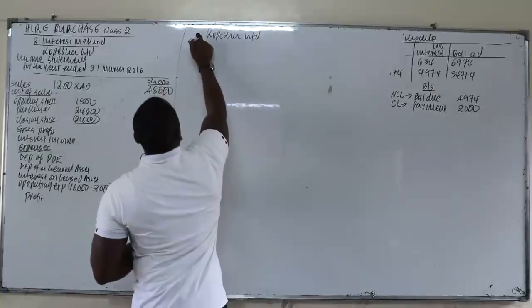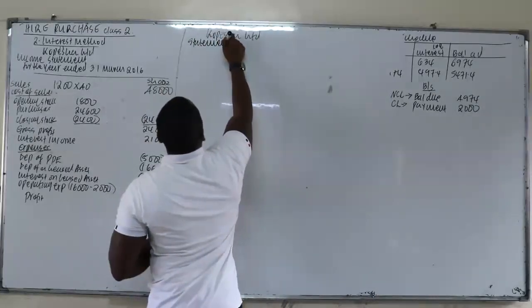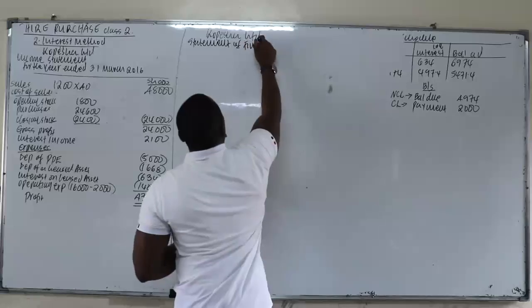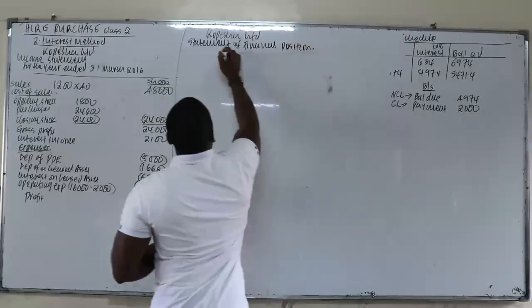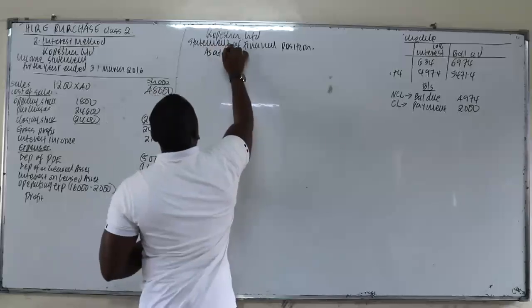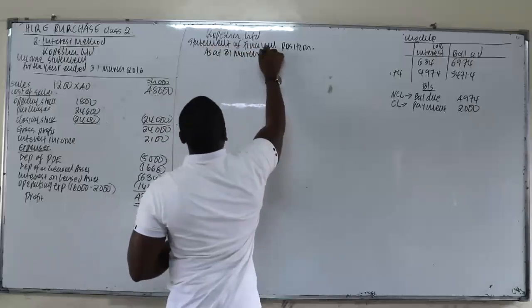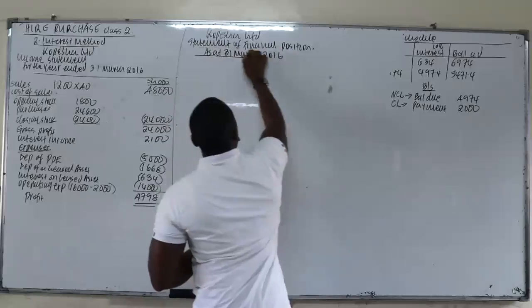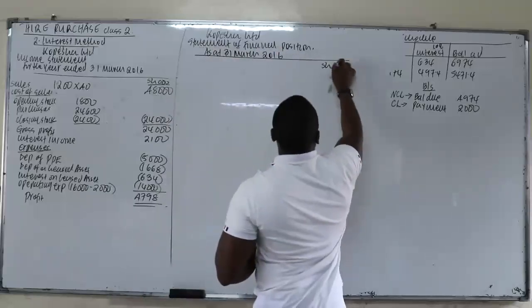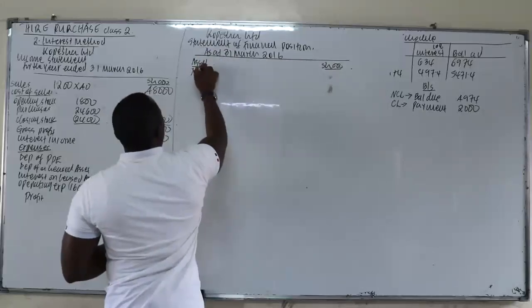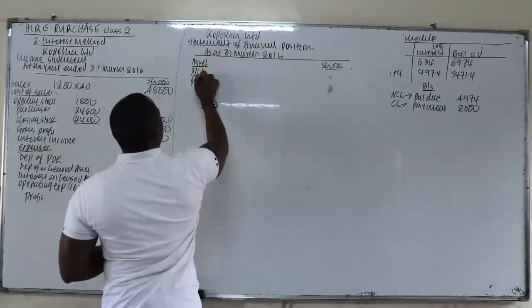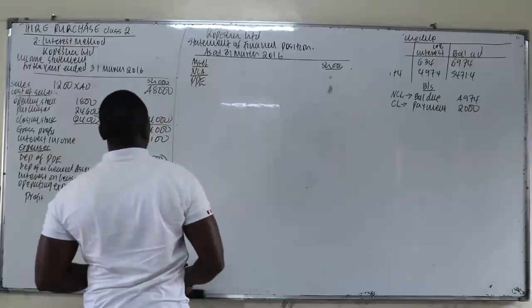Kopesha Limited. Then we prepare the statement of financial position as at 31st of March 2016. Shillings are in thousands. So we start with the assets. Our assets, we have non-current assets where we have PPE. How much is the value of the PPE?